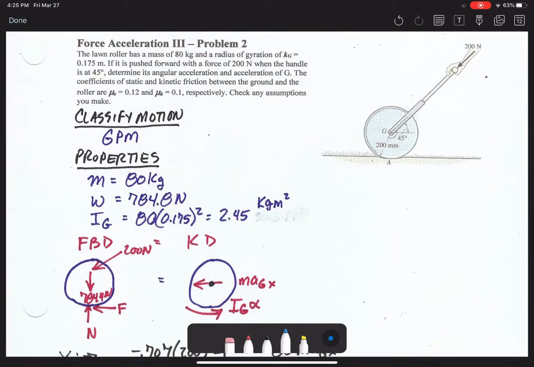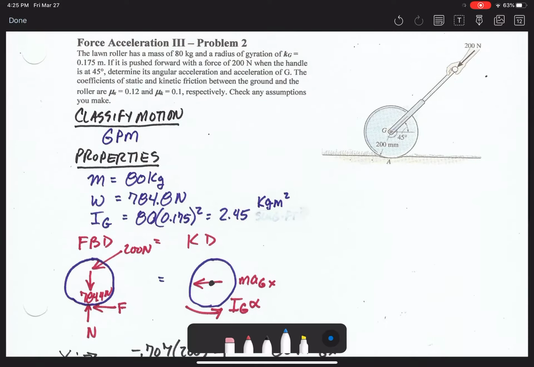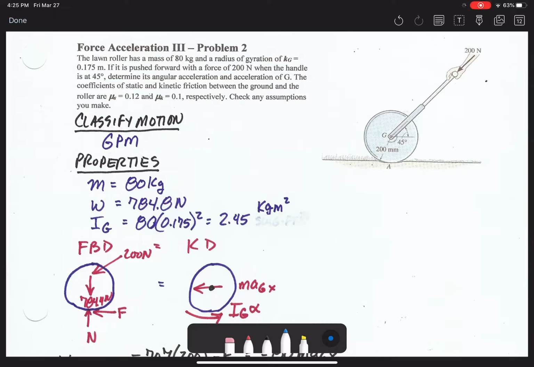So this is a highlight for Problem 2, Force Acceleration 3, and the solution on the PDF. I just want to explain some key concepts just in case you cannot follow with the PDF solution.